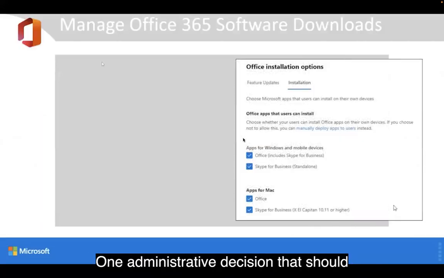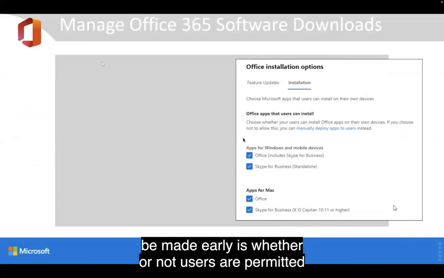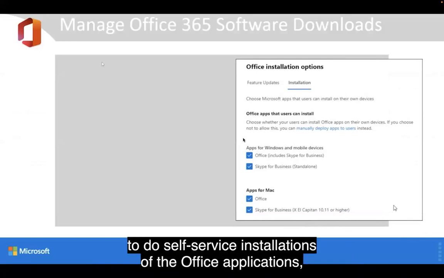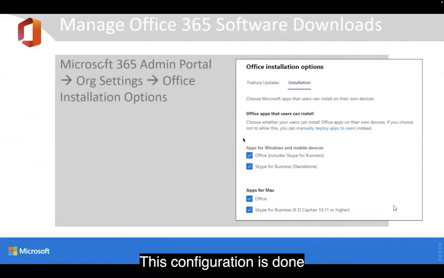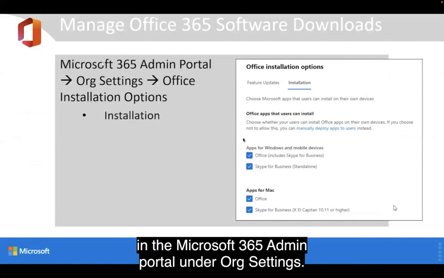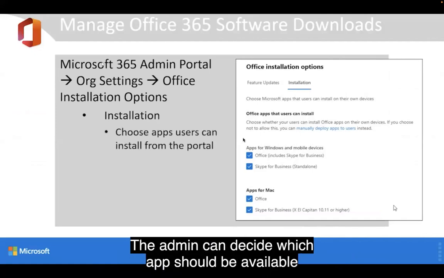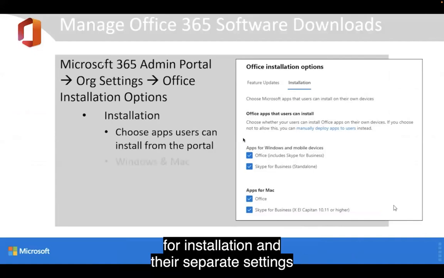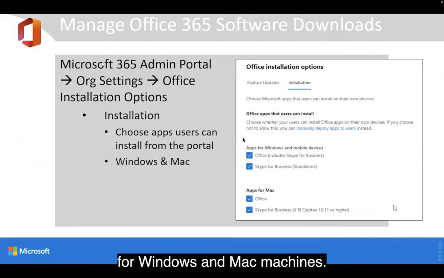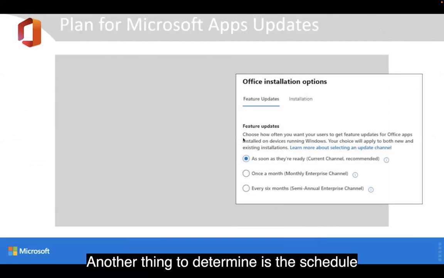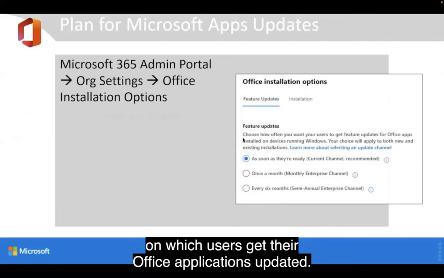One administrative decision that should be made early is whether or not users are permitted to do self-service installations of the Office applications and which ones they can install. This configuration is done in the Microsoft 365 admin portal under Org Settings. The admin can decide which apps should be available for installation, and there are separate settings for Windows and Mac machines. Another thing to determine is the schedule on which users get their Office applications updated.